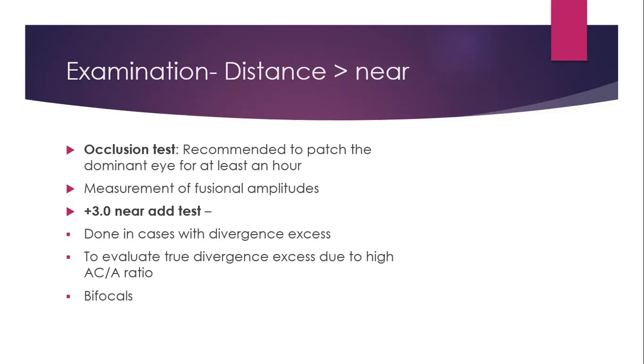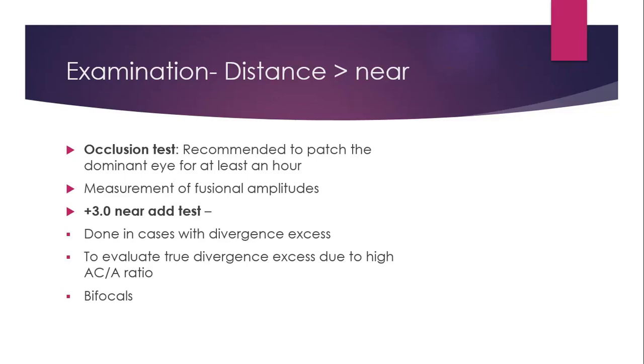So if on examination we come across that the deviation for distance is more when compared to near, then we should do an occlusion test. What is an occlusion test? We just patch one of the eyes, more commonly the dominant eye, for an hour. And then, without allowing the child to fuse, we check the deviation. In many cases, the distant deviation usually becomes equal to near, that is the pseudo-divergence type. But in case it doesn't, then we go ahead with the next test, the +3 near add test.